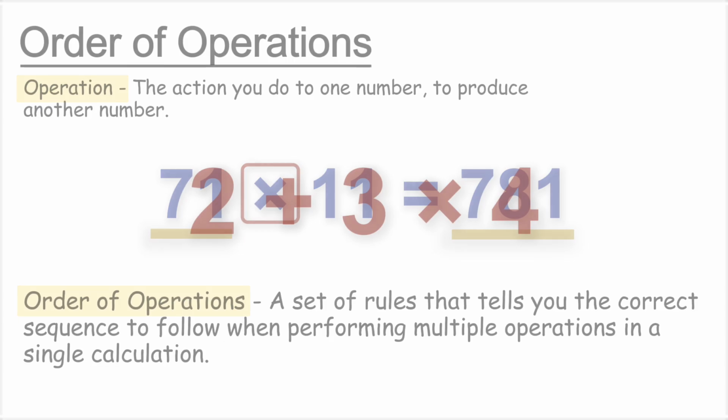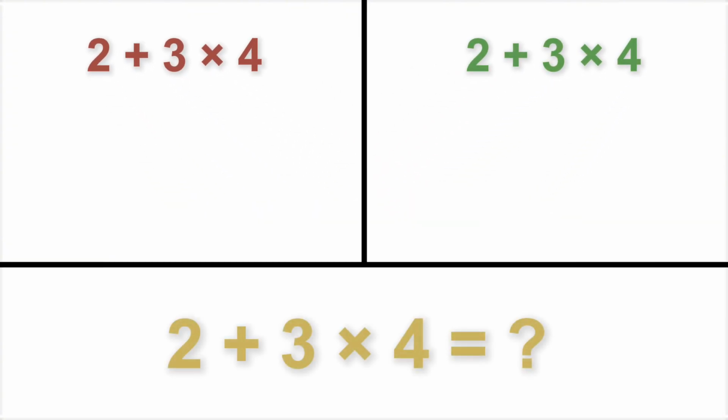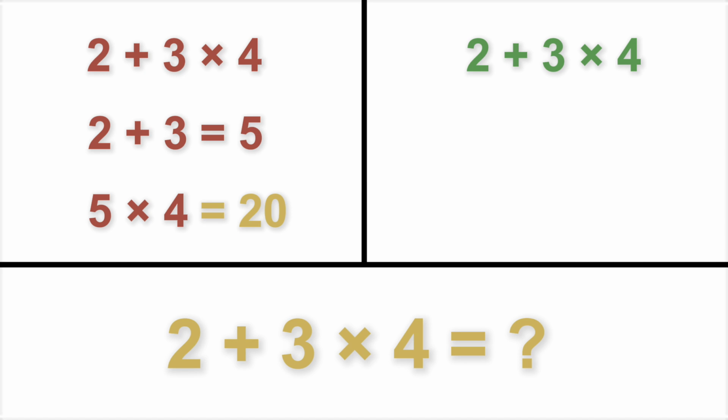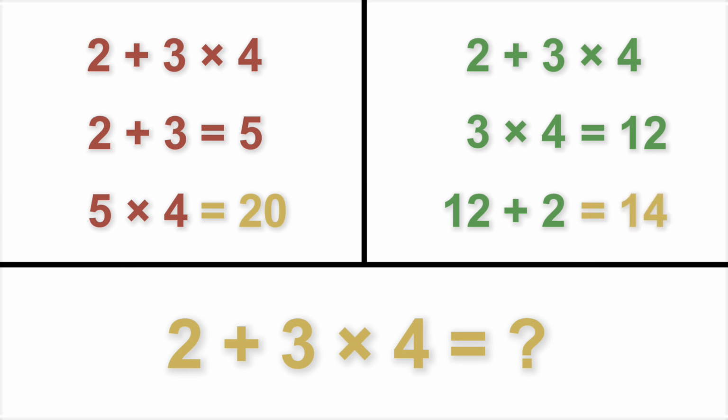In this equation, there are two different answers you could get, depending on the order that you solve it in. You could either solve it as it is written, by first doing 2 plus 3 to get 5, and then multiplying 5 by 4 to get 20. However, you could also solve the equation by first multiplying 3 by 4 to get 12, and then adding 2 on the end to get an answer of 14. So what's the correct answer, 20 or 14? To find out, let me teach you the correct order to solve any problem like this.